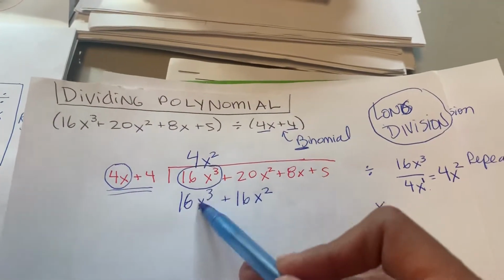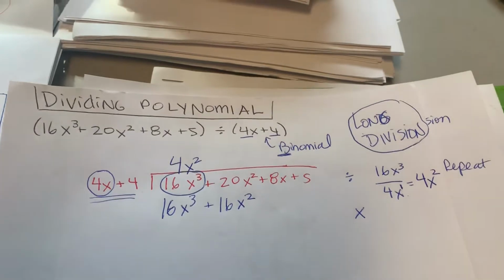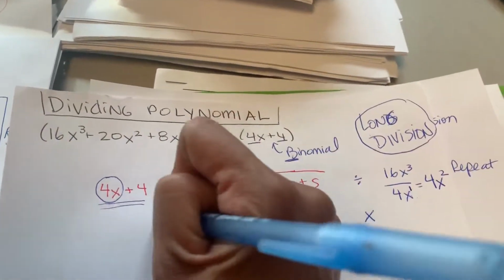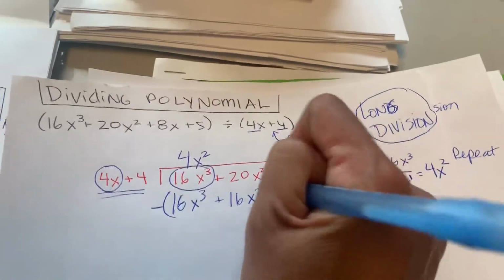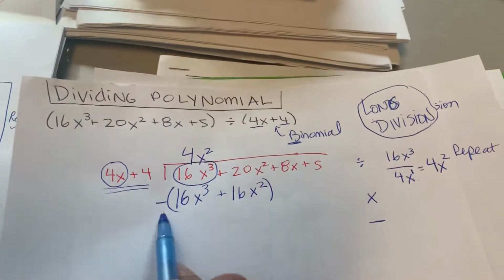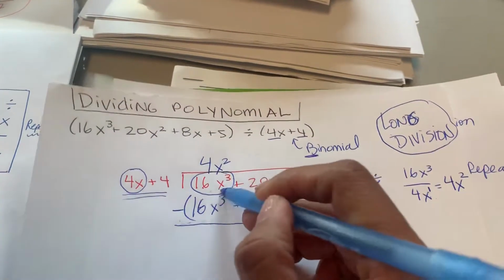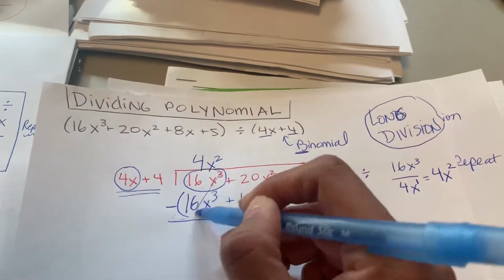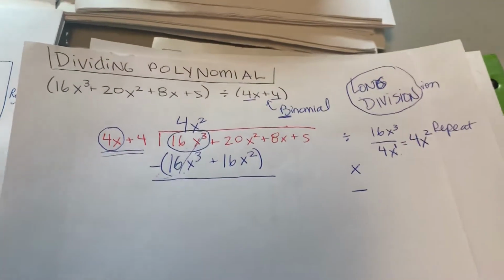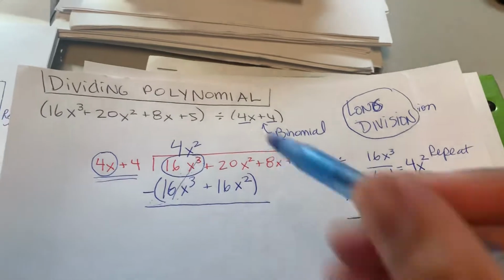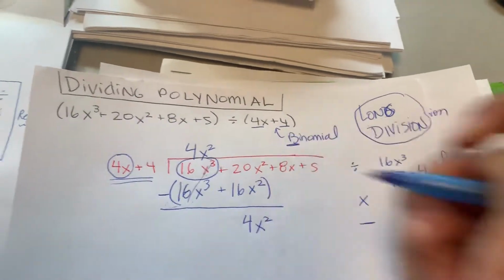No coincidence that these are exactly the same, because the next step is going to be subtraction. So when I subtract, I'm going to subtract this polynomial minus this polynomial. So when I subtract, 16x cubed minus 16x cubed just becomes 0. Again, no coincidence. 20x squared minus 16x squared will give me 4x squared.